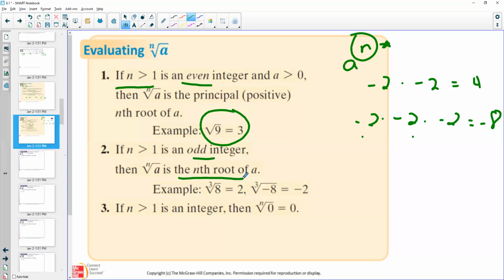So the cube root of 8 equals 2. The cube root of negative 8 equals negative 2. If I took the square root of negative 9, that would be not real. If there's an even number here for the root, the answer is not real if there's a negative under the radical. If it's odd, like a 3 or a 5, I can do that. The nth root of 0 is still going to be 0.